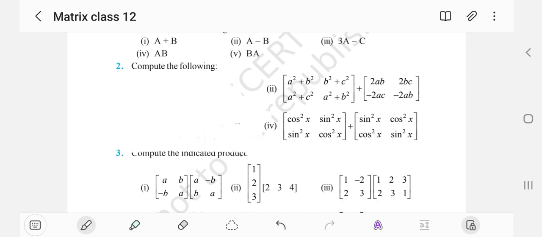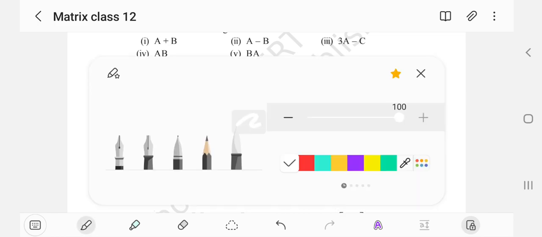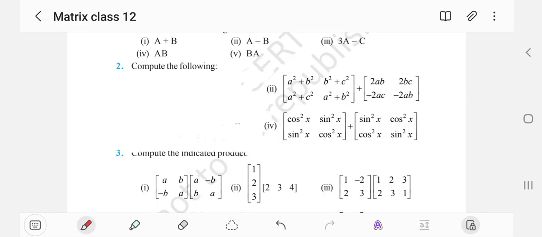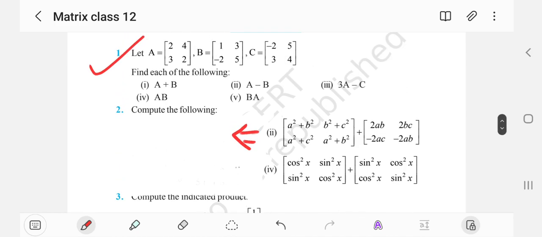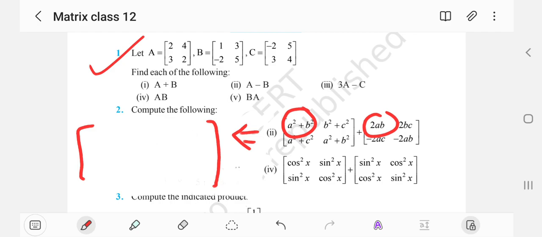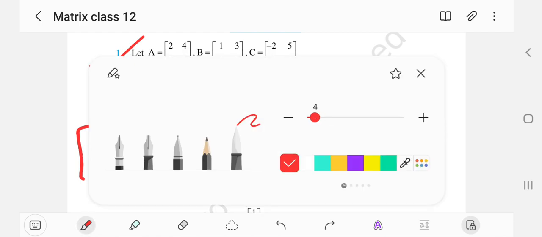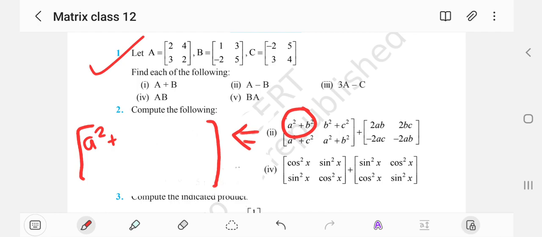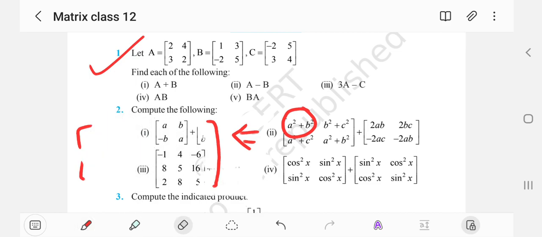Let me create some space here. So I am first telling you the B part. Basically, how do we define the addition, how do we make matrix addition? We add the corresponding entries. This is added with this. So what will I get here? I will get A square plus B square plus 2AB. Now, can I write it in another way? This is nothing but A plus B whole square.